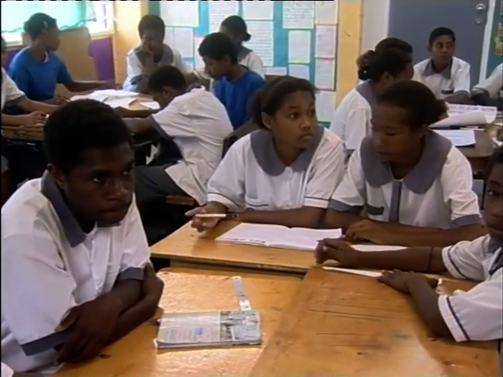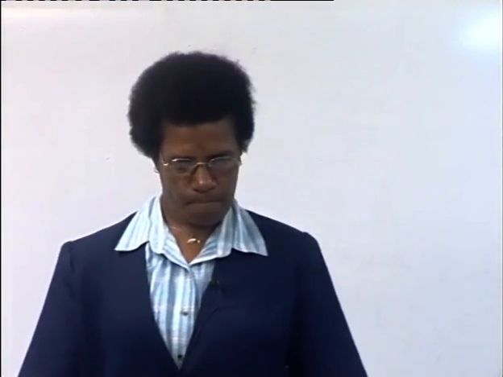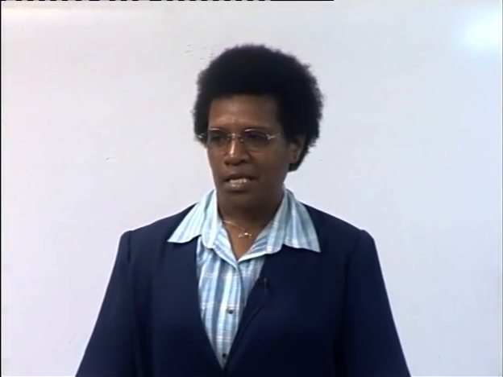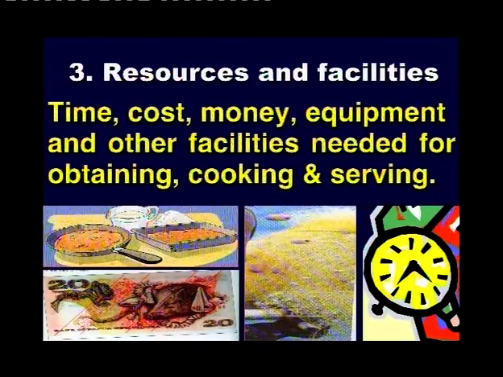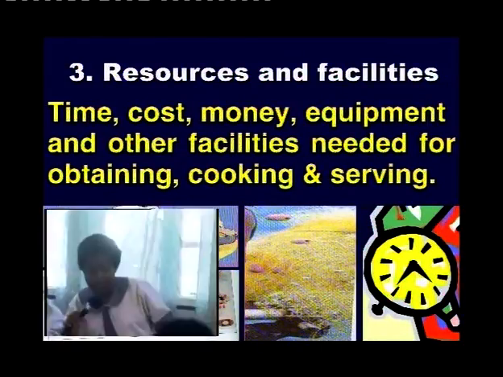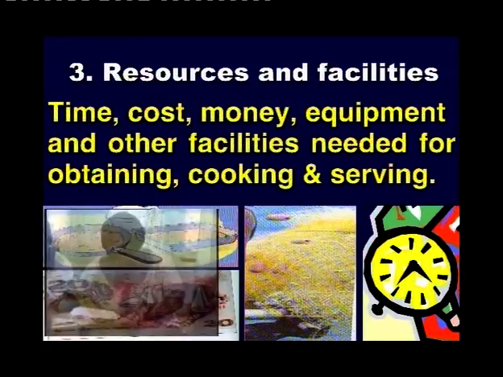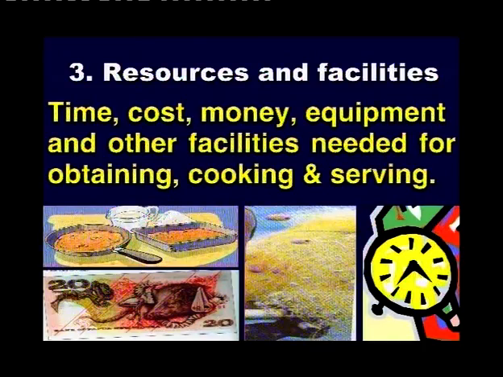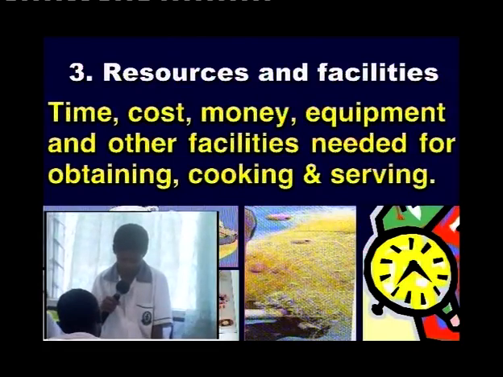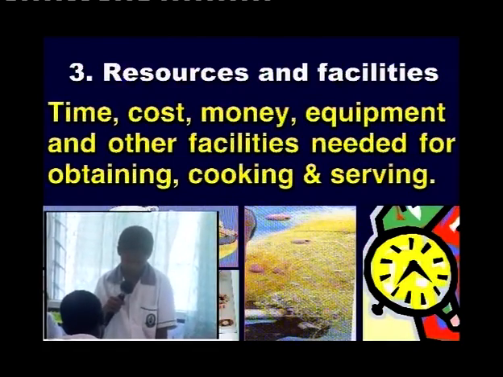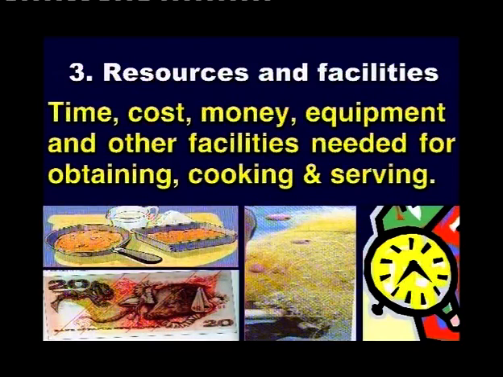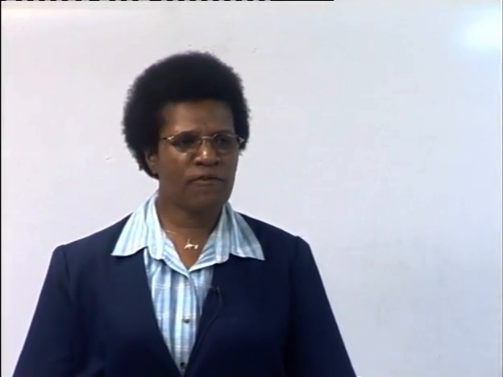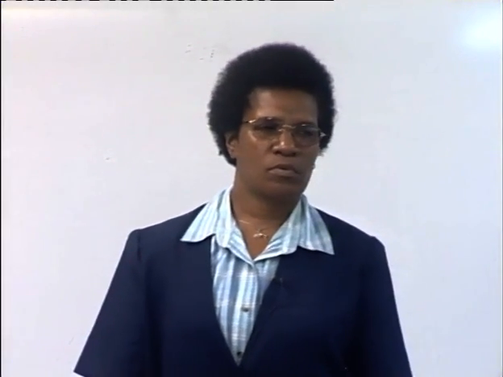The third one, Adrian, if you can tell us what the third one is. Resources and facilities. Resources and facilities, thank you. And William, tell us what resources and facilities are in that area. What do you consider? Time, cost, money, equipment, and other facilities needed for obtaining, cooking, and serving. Very good, thank you. Now, it says time. What about time, Jennifer? Resources and facilities also include time. How long it takes to cook the food.